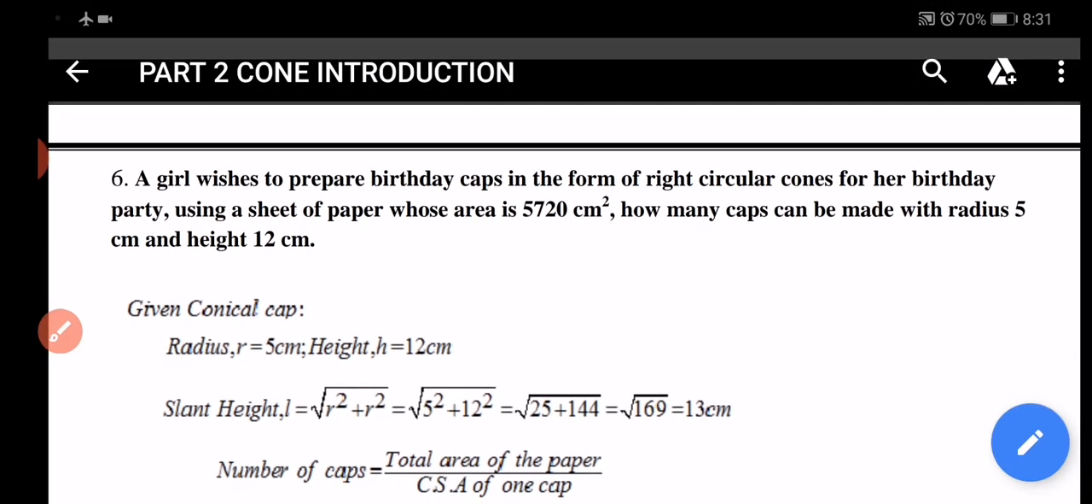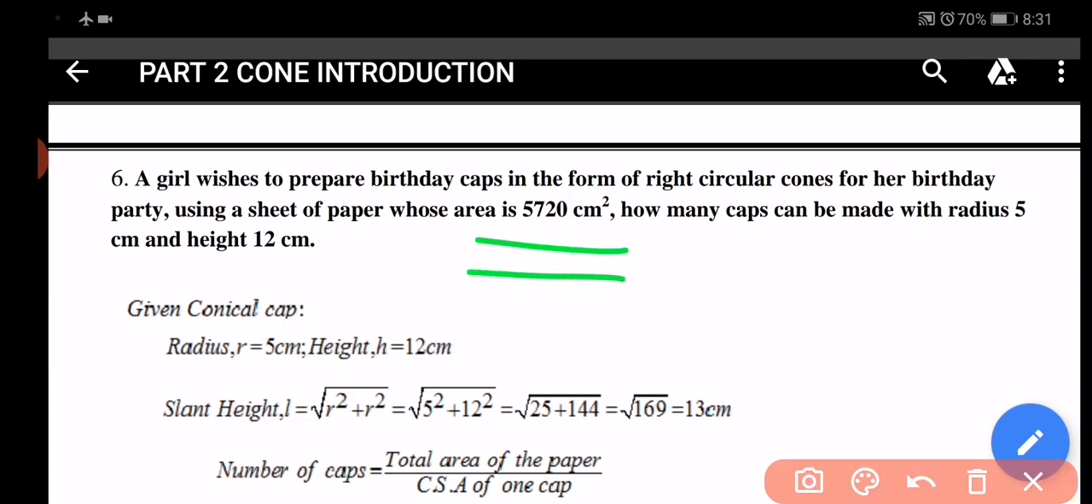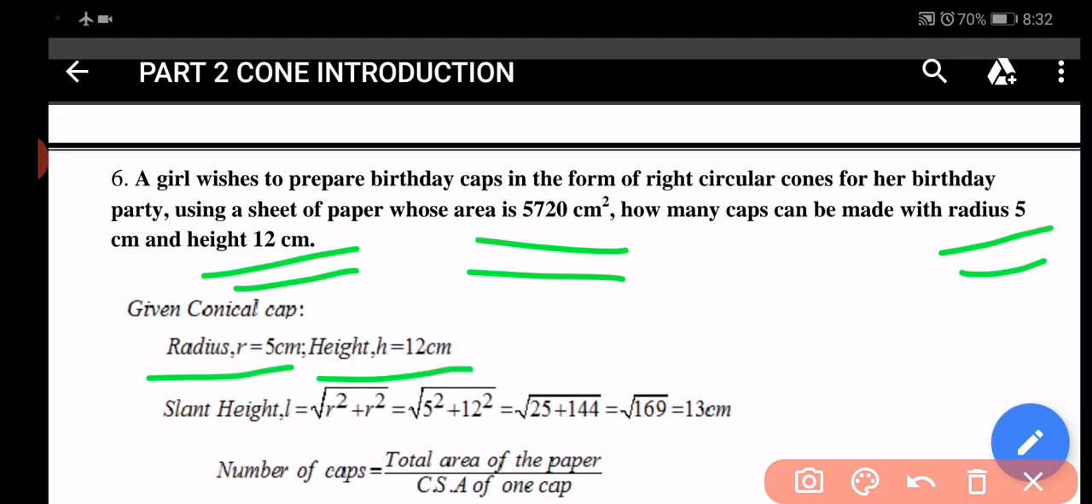So in this sum, a girl wishes to prepare birthday cakes in the form of a right circular cone for her birthday party using a sheet of paper whose area is 5720 centimeters square. How many caps can be made with the radius 5 centimeter and the height 12 centimeter? So in this sum, which one is given? Given conical cap, radius is 5 centimeter, height is 12 centimeter.